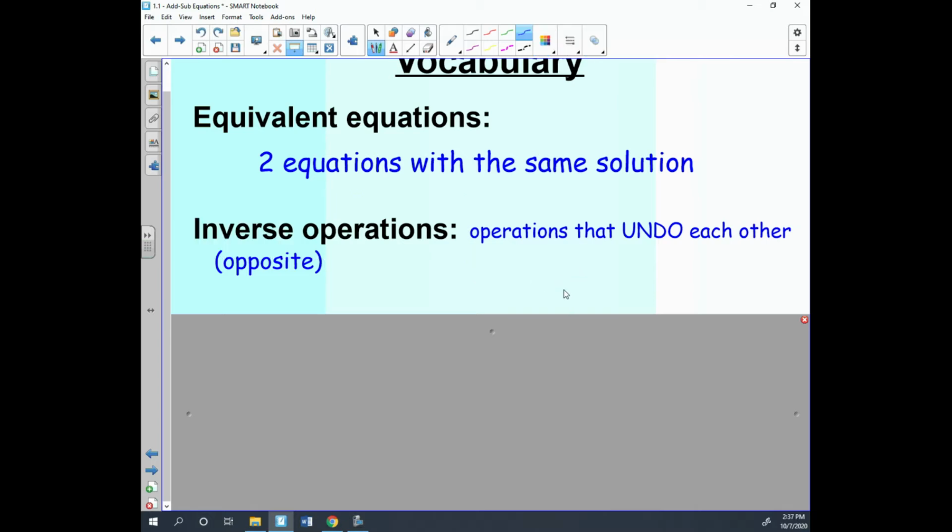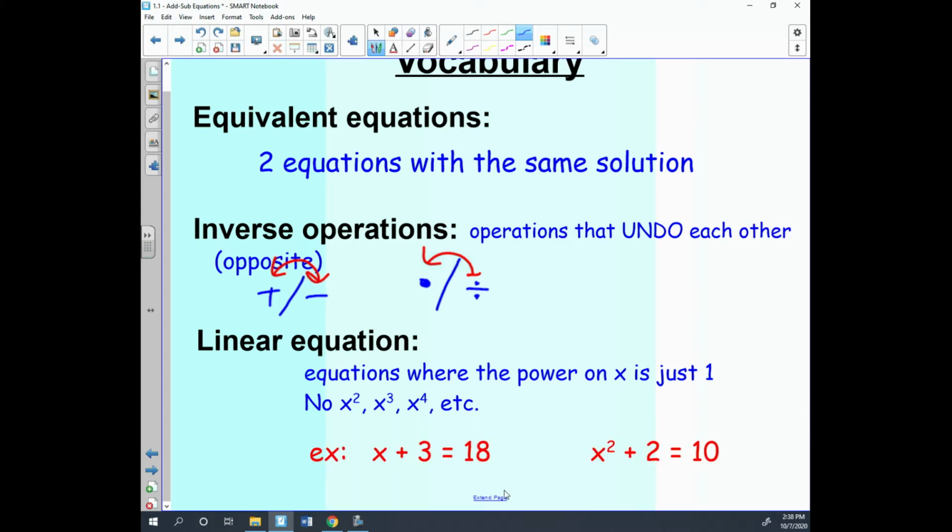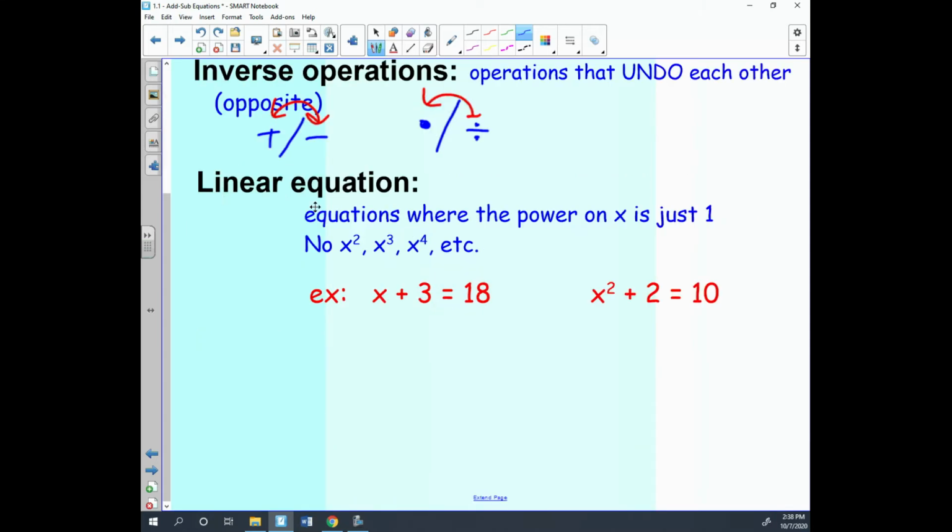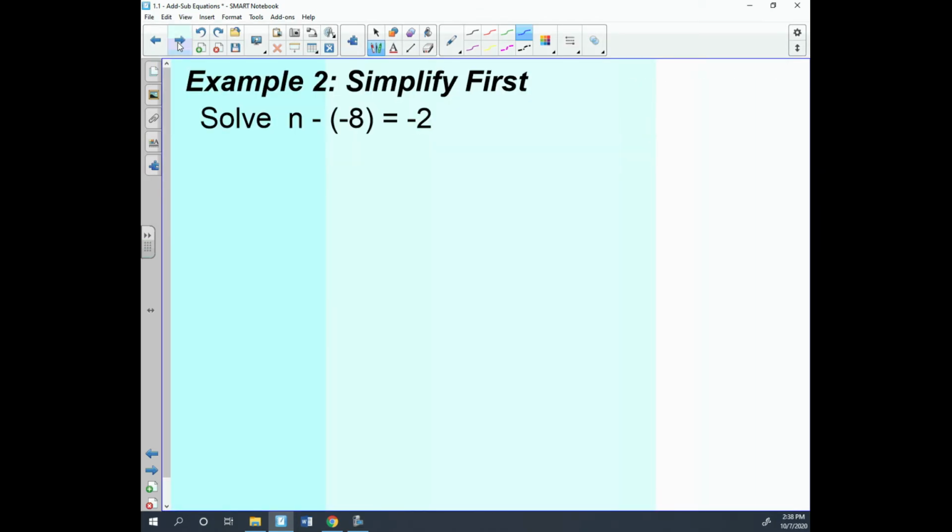Let me just ask you a question. If I have a plus, what's the inverse, or opposite, of that? It is, of course, a minus. And if I have a multiply, what's the inverse of that? It is, of course, the old school divided sign right there. So if you have one or the other, we're going to do the opposite thing to reverse it, and therefore cancel it and solve our equation. And then last but not least, a linear equation. Hint word in there is the word line. So equations where we just have an x, not an x squared or an x to the third or the fourth, etc.